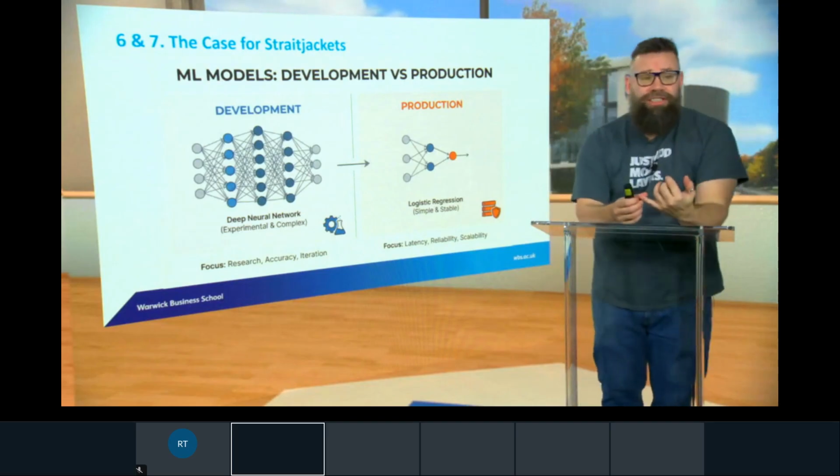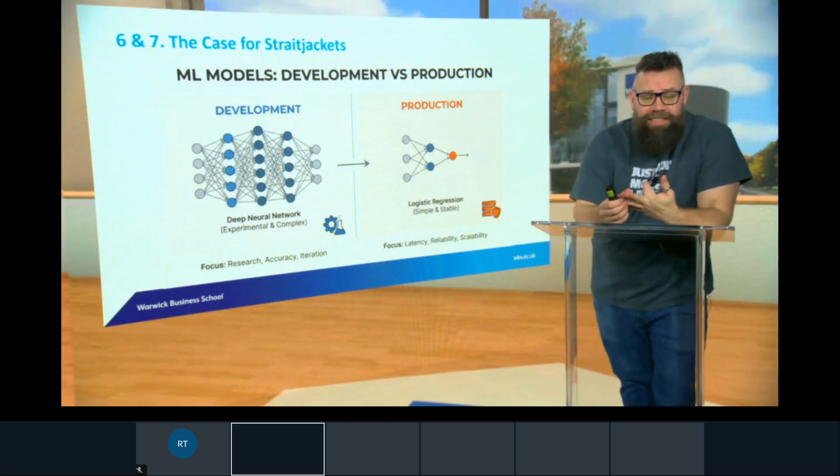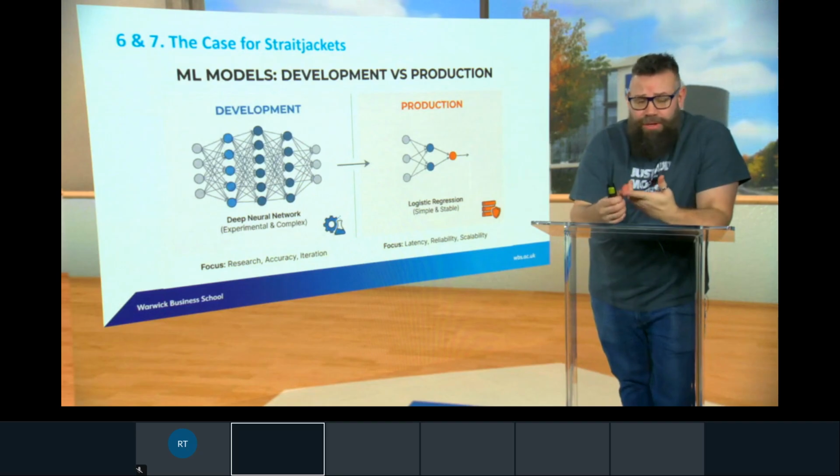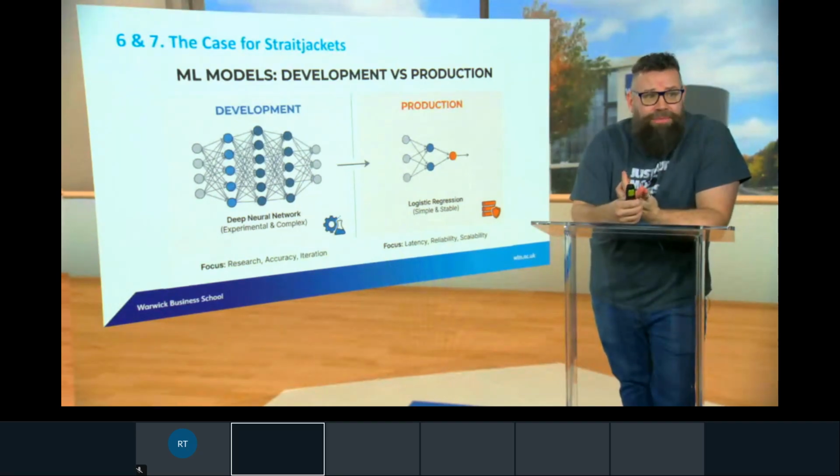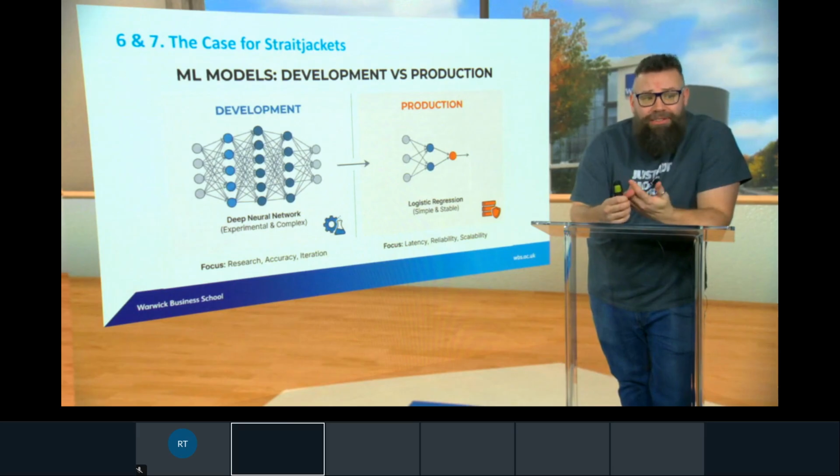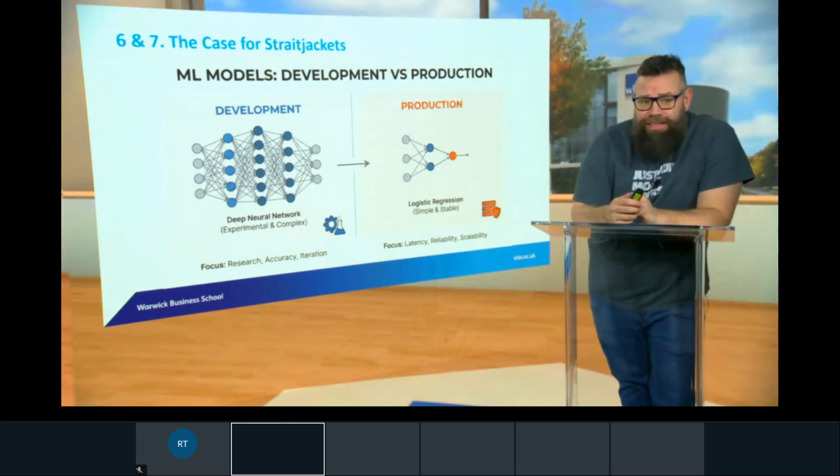Logistic regression is stable, simple, easy to scale, easy to move, and easy to update. We will quite often sacrifice 5% accuracy if we can have all of those qualities. So quite often, that flexibility isn't actually required.